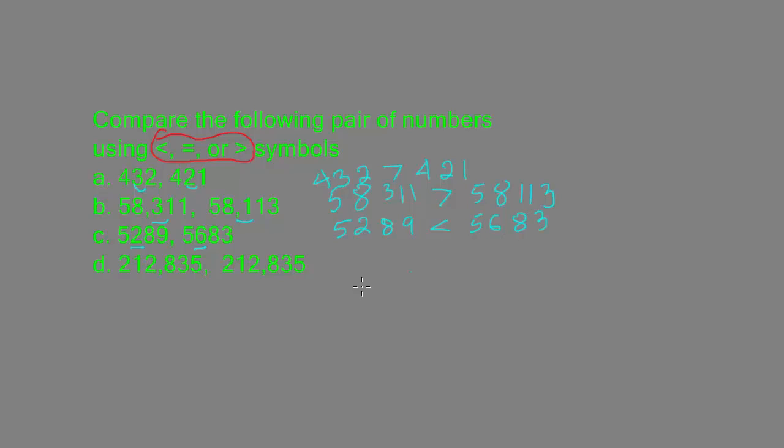And finally, D. They both have 6 digits, and lo and behold, all the digits are identical. Conclusion: they are equal. And that's it for this exercise. Thank you.